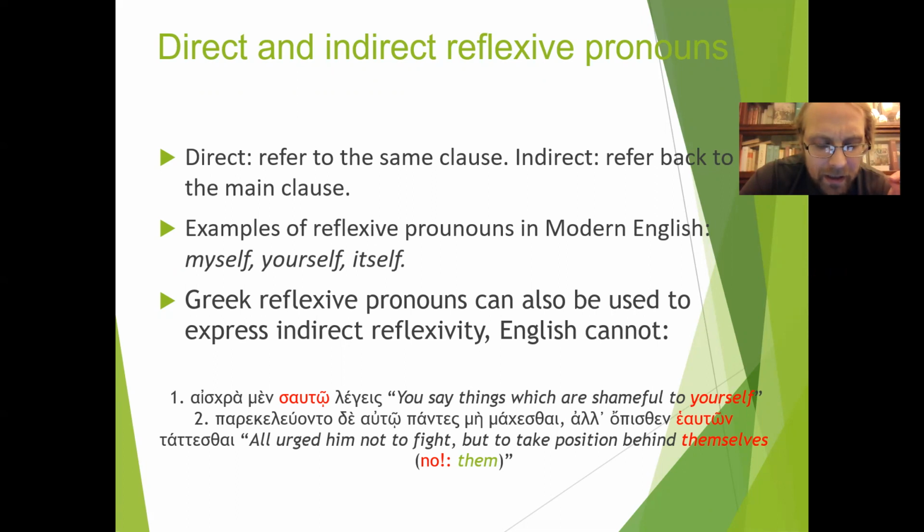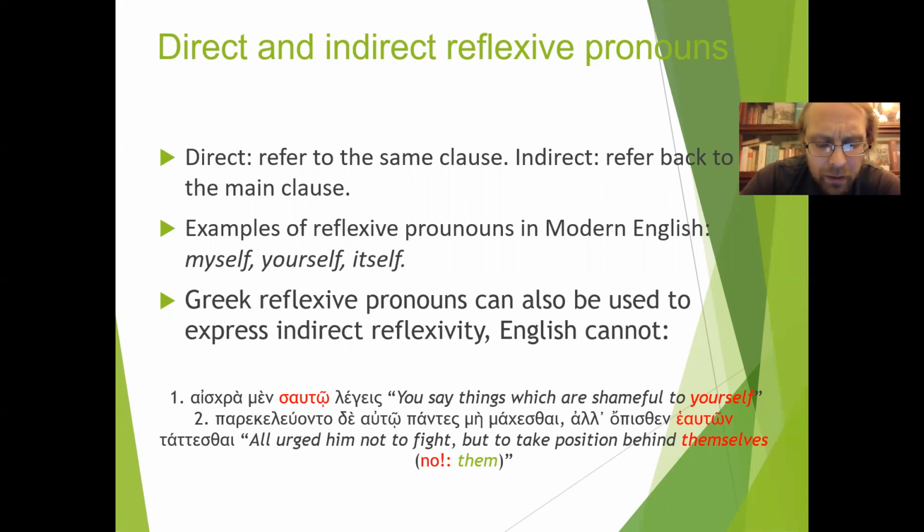So, for instance, we have in the sentence "Parekeleonto de auto pantes me majestai al opisten heauton tattestai." The reflexive third person plural pronoun in the masculine genitive heauton, which occurs in a subordinate clause and which refers back to the subject pantes, all in the preceding main clause. But when translating this sentence into English, it would be grammatically suspect to use the corresponding third person plural English reflexive pronoun themselves in the translation in question. That is, it would not be very natural to translate this sentence with "all urged him not to fight, but to take position behind themselves."